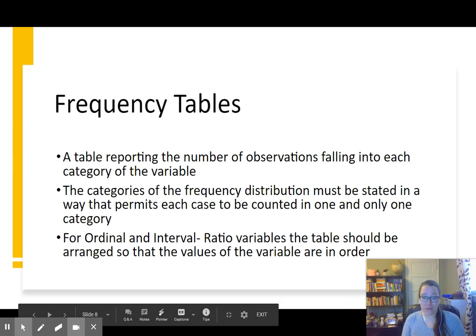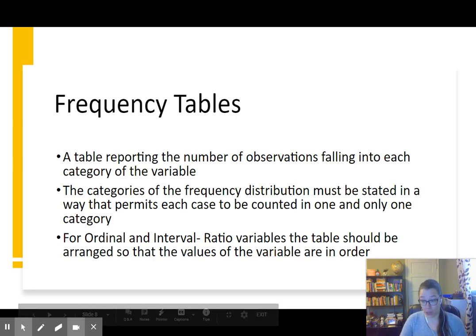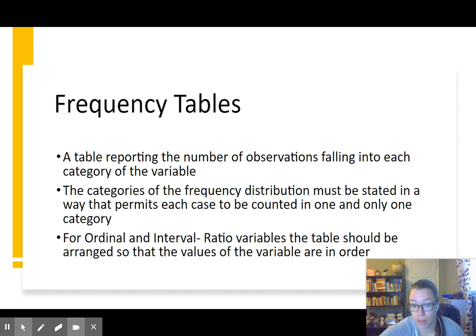Okay, so for this video, we are going to be talking about frequency tables. Frequency tables are tables that report the number of observations falling into each category of the variable. These are going to be really simple, straightforward charts, and I am 100% sure that you have seen them before.